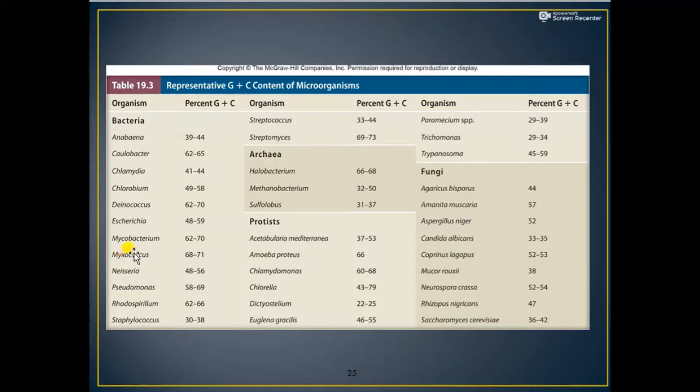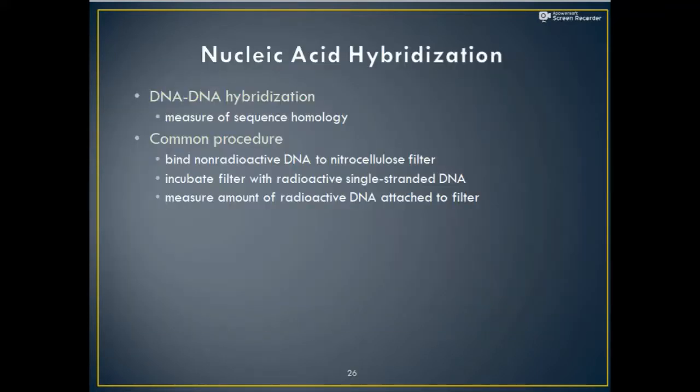Now here you can have Mycobacteria, which has a G plus C content of 62 to 70. Escherichia has 48 to 59. Like that, it keeps on varying. So using the G plus C content, you get an idea. If the variation in G plus C content is less than 10%, then we consider that they are of a particular genus.